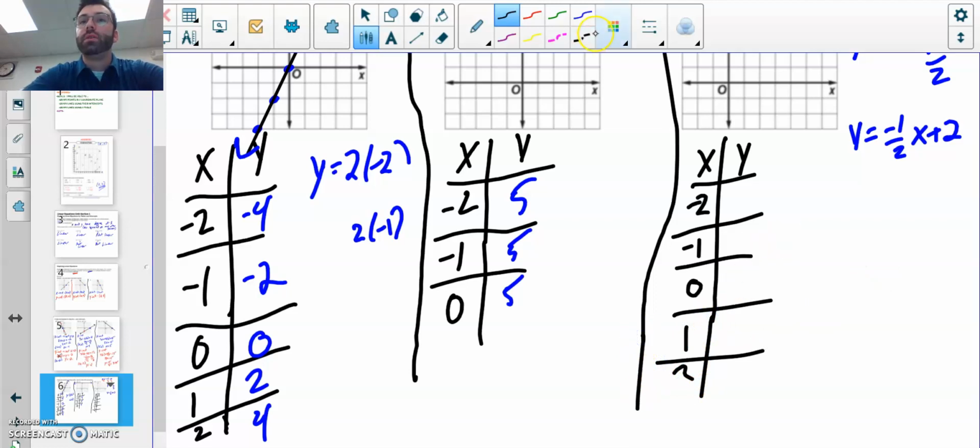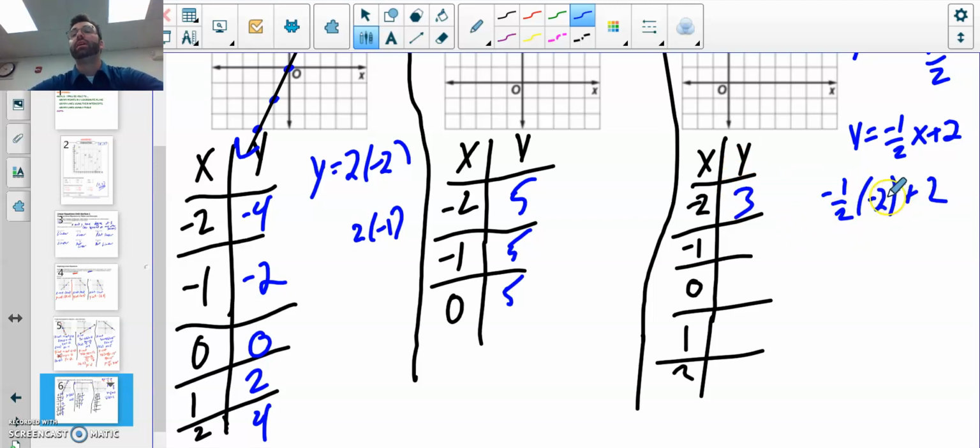Okay, if I plug in -2 for my x, I get -1/2 times -2 plus 2. So -1/2 times -2 is going to give me a positive number. That's going to give me 1 plus 2, which gives me 3. Half of 2 is just 1. Now I have -1/2 times -1 plus 2. Again, negative times negative gives me a positive. So that's just positive 1/2 plus 2, which is 2.5.